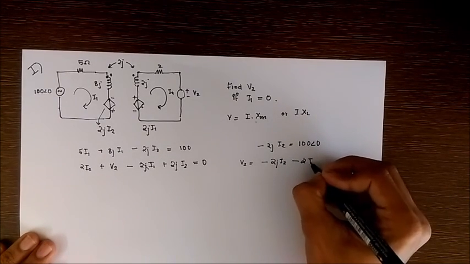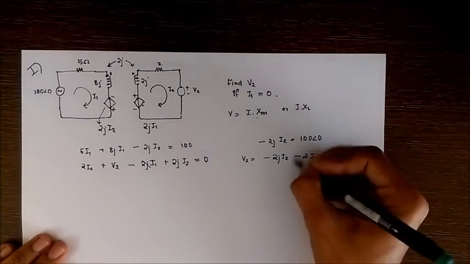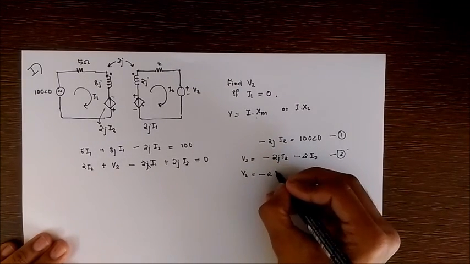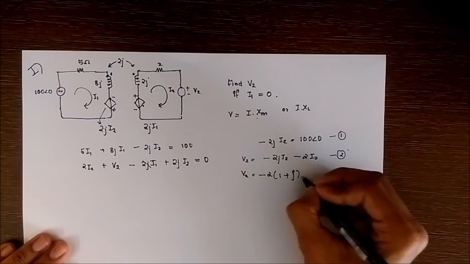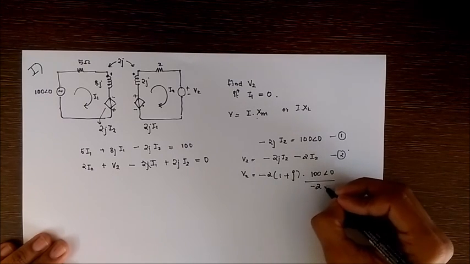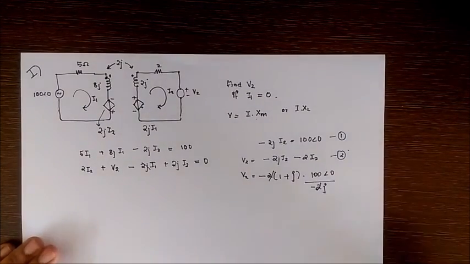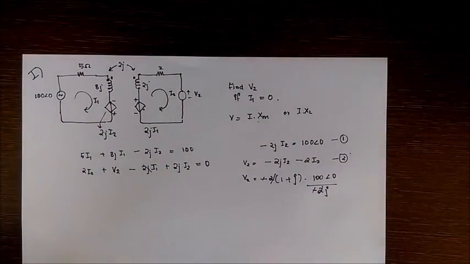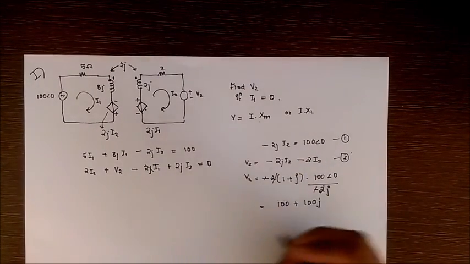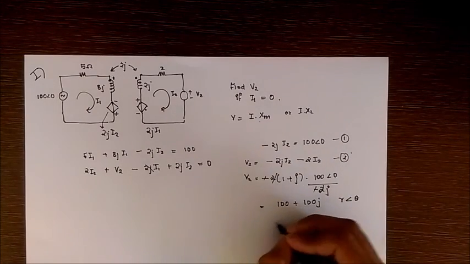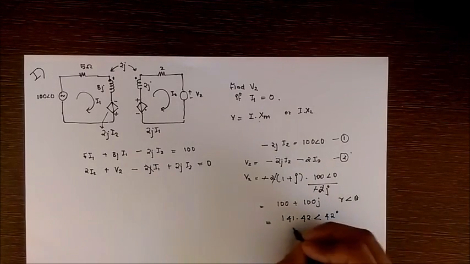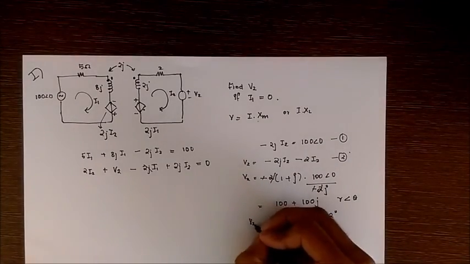In the second equation, this term cancels out, so V2 equal to minus 2J I2 minus 2 I2. Here we can take I2 common and substitute equation 1. So V2 equal to minus 2 into (1 plus J) into the value of I2 from here, which is 100 angle 0 by minus 2J. The 2 cancels out and the minus also cancels out, and the value we get directly is 100 plus 100J. Converting into R angle theta form, we get 141.42 angle 45 degrees. This is our V2.